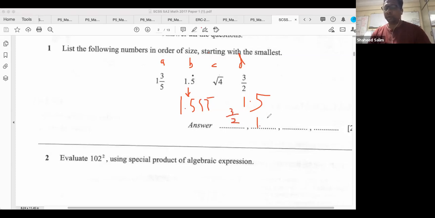Followed by 1.55555, right? After that, this is 1.610, or 1.6. So it's 3/2, followed by the last one, which is square root of 4. Square root of 4, I think is 1.7 something.